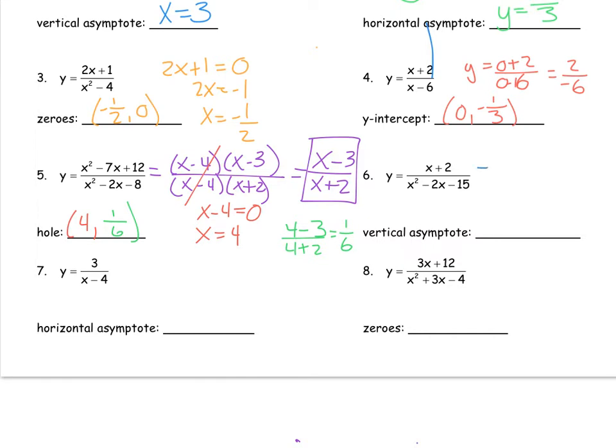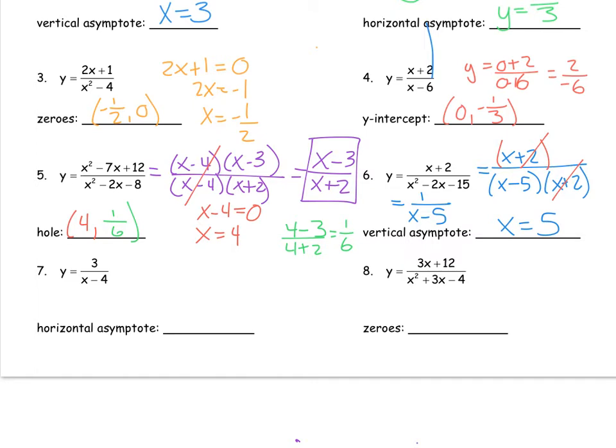Number 6 is asking us to find the vertical asymptote. This is where we would set the denominator equal to 0. Before we do that, we need to factor. So if I factor the denominator, I'm going to get x minus 5, x plus 2, and then I can see that the x plus 2's actually cancel out. The only thing I have left in the denominator is x minus 5. If I set that equal to 0, I get x equals 5. At x plus 2, I would have a hole at negative 2 comma something.